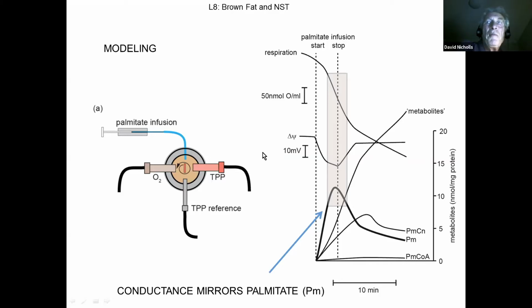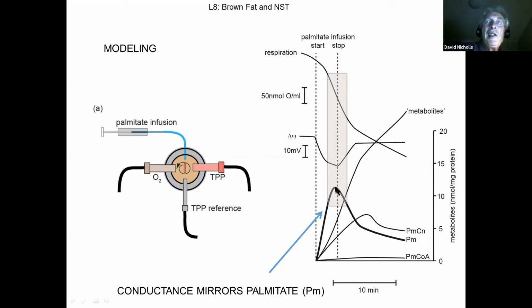And as we infuse the fatty acid, we have CoA, carnitine, and ATP present so that the fatty acid can be activated and oxidized. As we do that, the free fatty acid concentration starts to rise. And that increase in free fatty acid concentration activates the uncoupling protein, with the result that the membrane potential starts to fall, and that allows the respiration to start increasing. And then at this stage, with the dotted line, we stop infusing the palmitate. This mimics the end of a thermogenic episode.